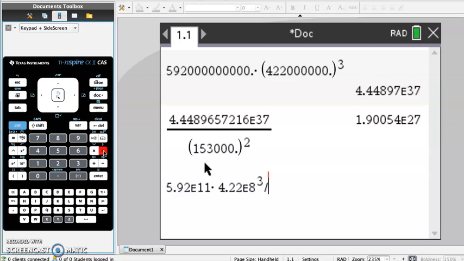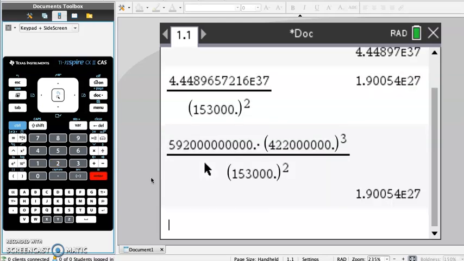by whatever your period is, 1.53 E5. Now some people hit the square power or raise to the second power. Same thing. If you press enter, you know you did it right because you can see how it grouped the values. It has your constant times the radius to the third power divided by your period to the second power, and you get the same value. Try the same process for the rest of the problems.